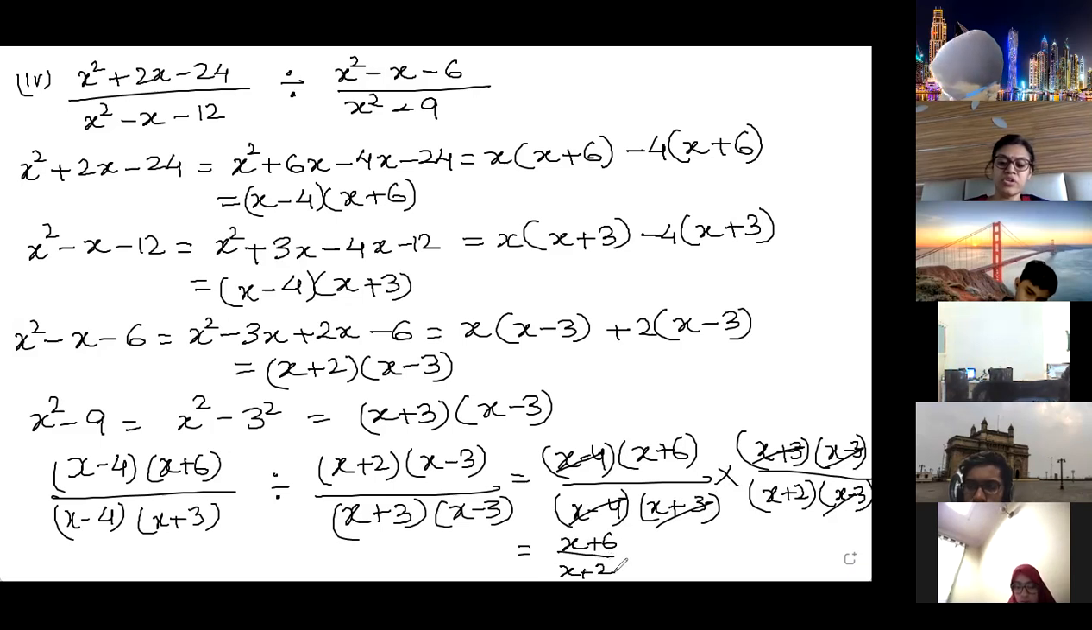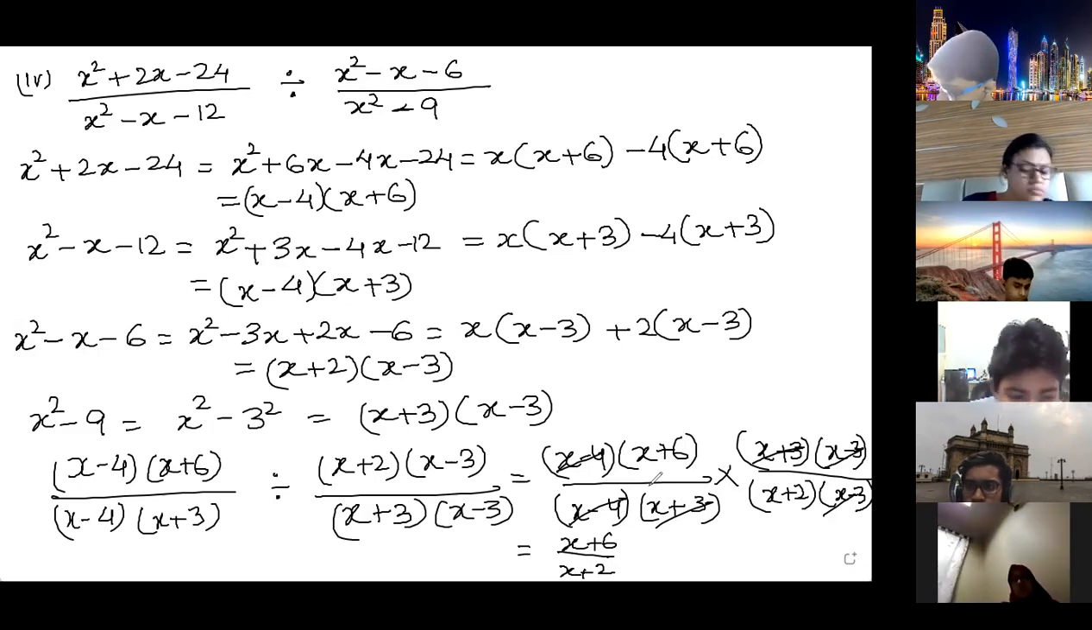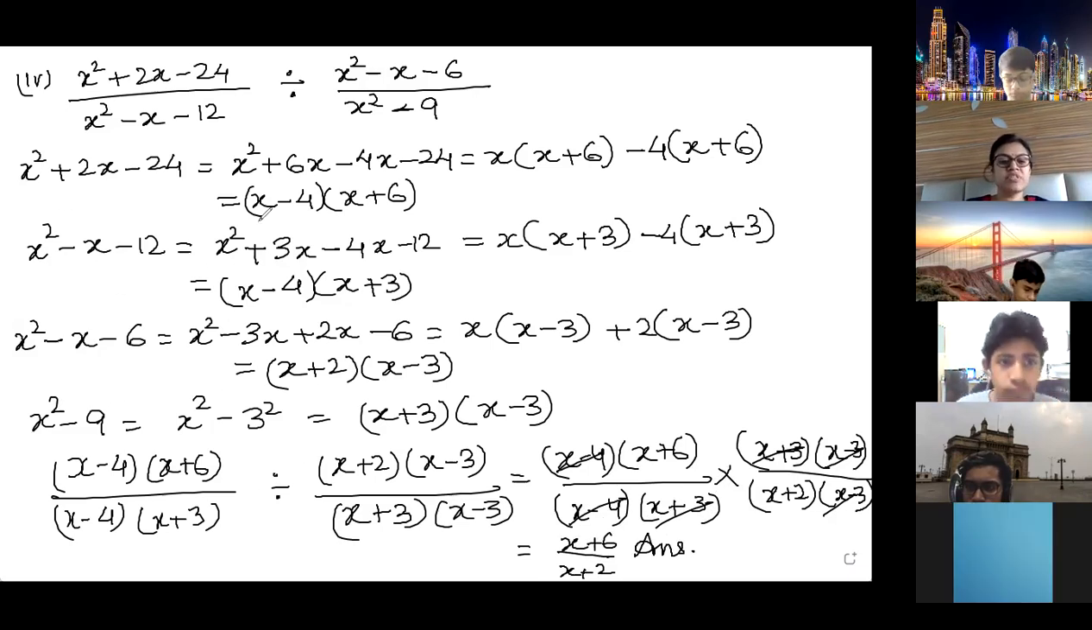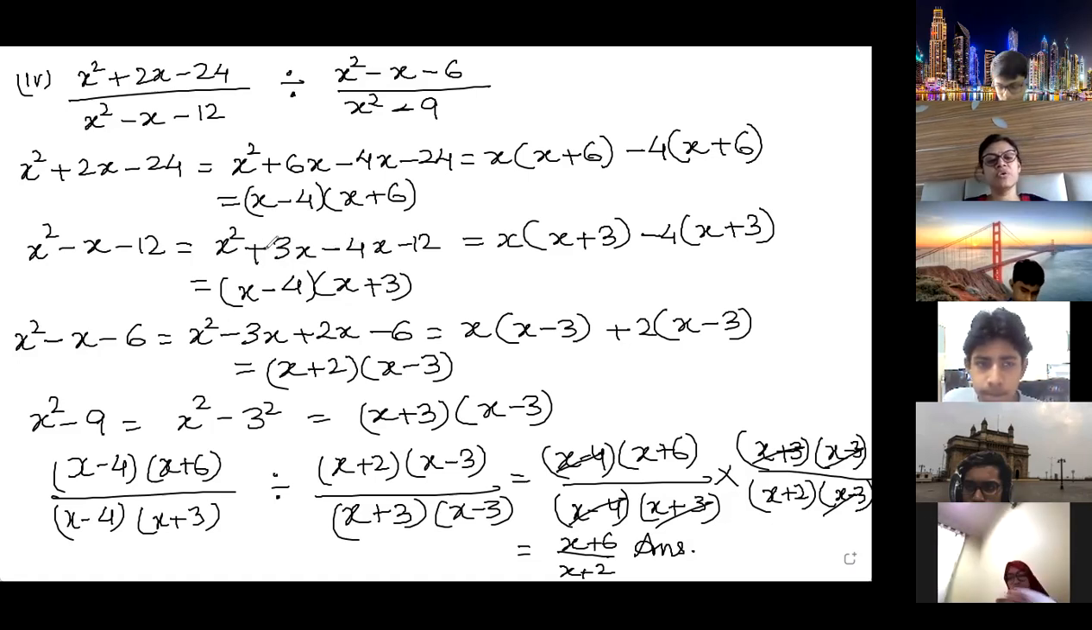Those who have got the notes, please check it from the back answer. Is it correct? Fourth part. I think it is the correct answer. It is correct. x plus 6 upon x plus 2. Okay, understood the sign mistake. Here it was minus x, so we have to put minus 4x. I wrote minus 3x. So that was a mistake over here.